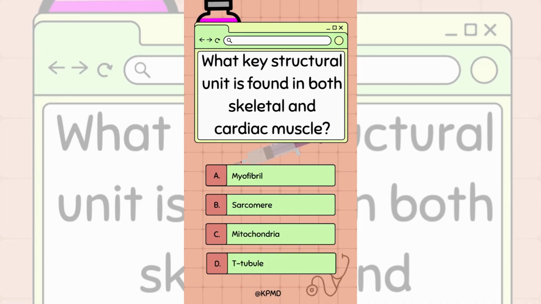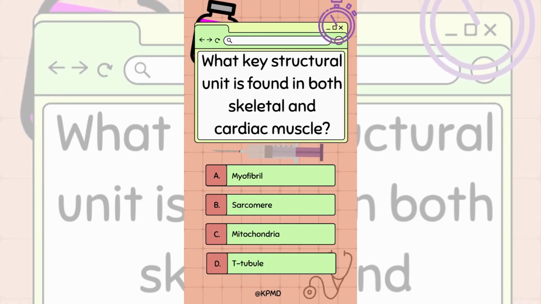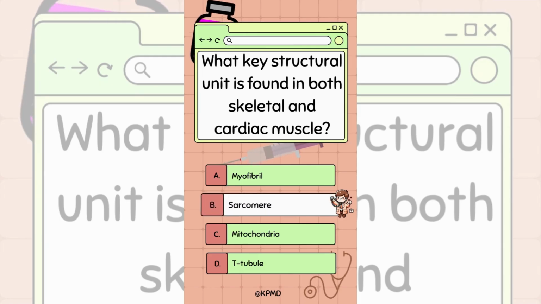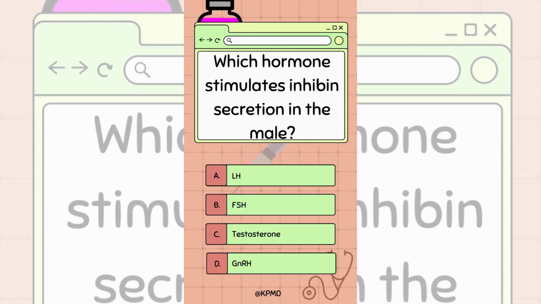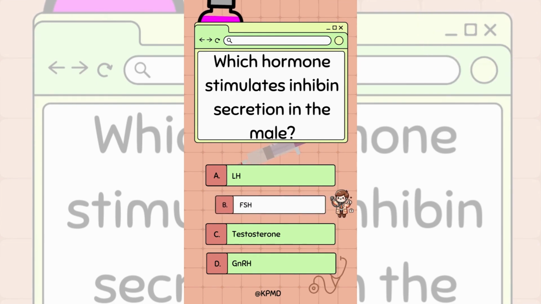What key structural unit is found in both skeletal and cardiac muscle? It's B. Sarcomere. Which hormone stimulates inhibin secretion in the male? Correct answer is B. FSH.